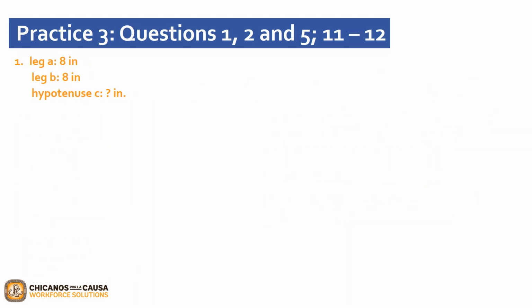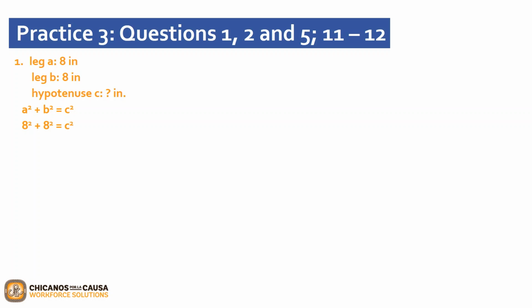So let's start with question 1. For question 1, we are given the measurements for leg A, B, and we have an unknown measurement of hypotenuse, which is C. So let's go ahead and use our Pythagorean relationship equation in order to solve for the hypotenuse. So we have here that leg A equals 8 inches, leg B equals 8 inches. So we are going to replace our variables with the numbers provided. In this case, we have 8 squared plus 8 squared equals c squared.